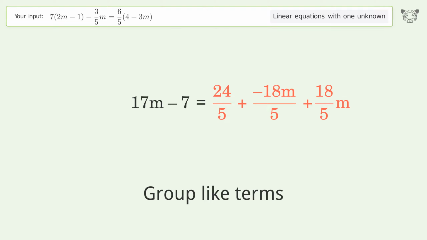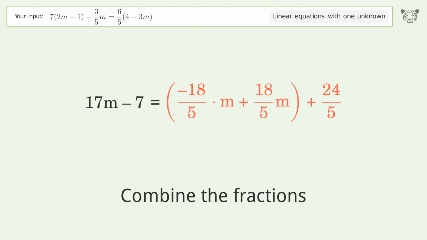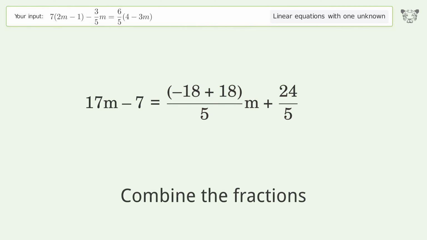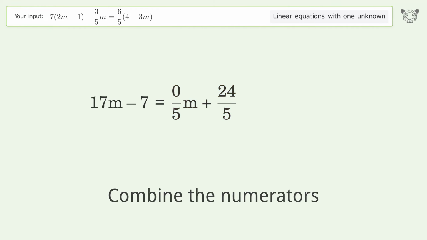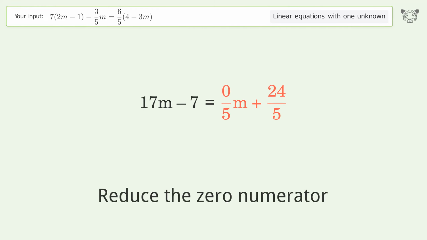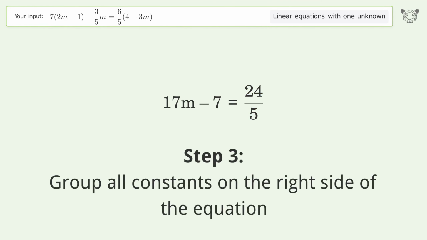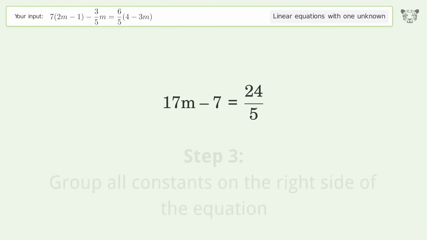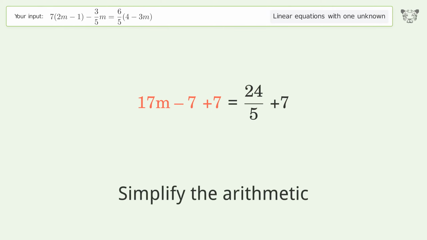Group like terms. Combine the fractions. Combine the numerators. Reduce the zero numerator. Simplify the arithmetic. Group all constants on the right side of the equation. Add 7 to both sides. Simplify the arithmetic.